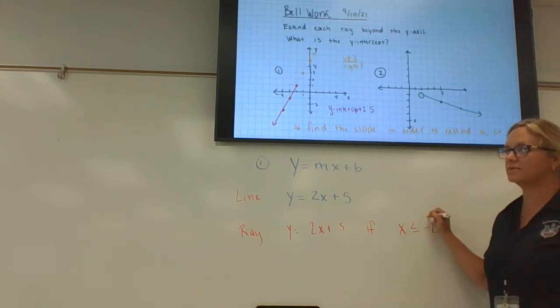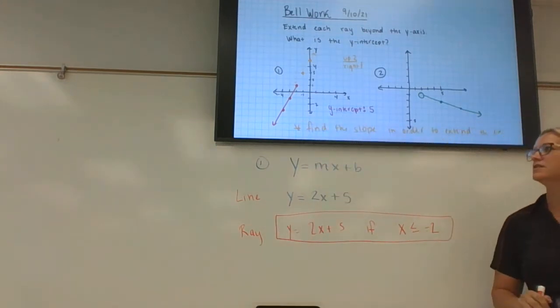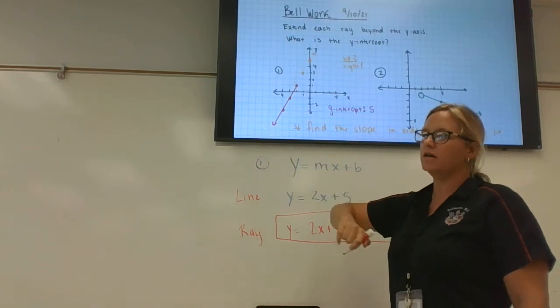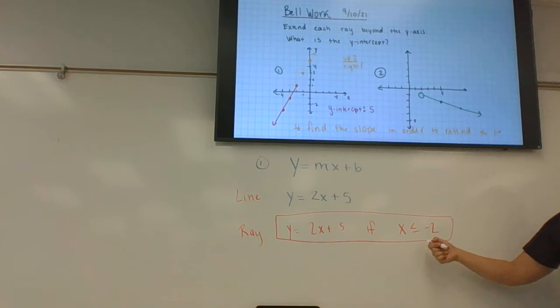I think this is it, because it goes on forever this way. You only show restrictions with the domain, and the range will just come out that way. So how do I say that this is a ray? I use an if statement.